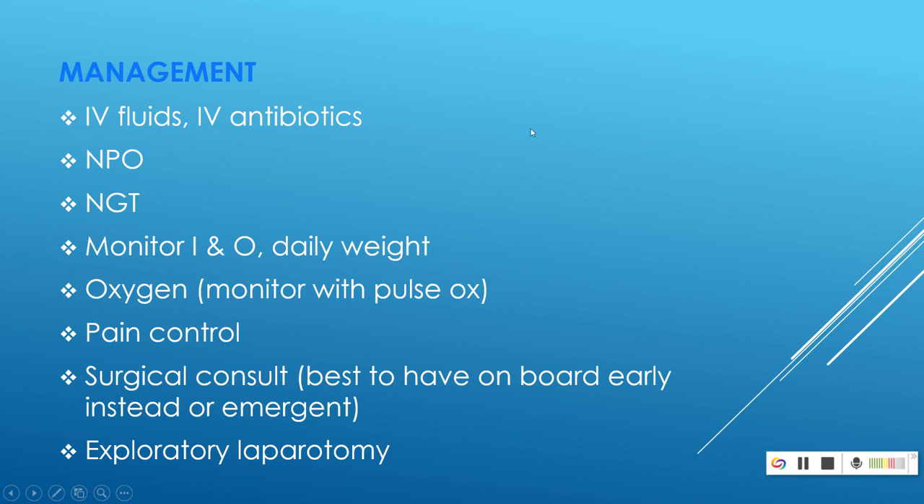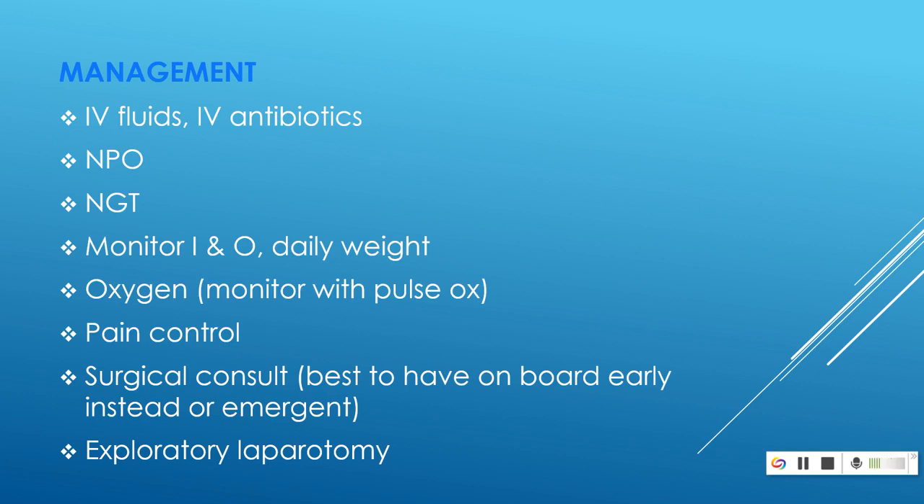They're NPO. We don't need to have anything in the GI tract while we're trying to figure out what's not working. Plus, they may need to go to surgery. NG tube. Let's decompress the stomach. Let's get out any air, any digestive juices, any food, anything that was in the stomach. Let's take that out because that's going to decrease pressure in the abdominal cavity.